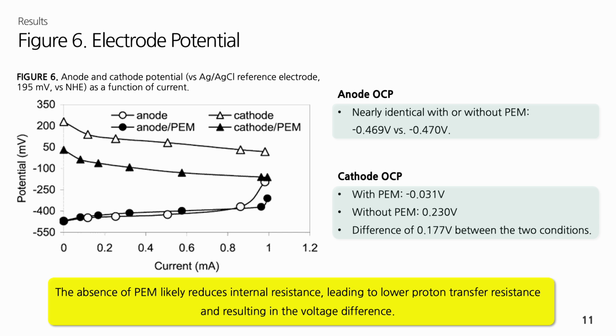2. Enhanced cathode performance. Without the PEM, oxygen freely reaches the cathode surface, greatly enhancing the oxygen reduction reaction. 3. Stability of anode potential. The anode potential is determined primarily by the electron transfer capability of the biofilm, which remained consistent regardless of the PEM. 4. Effect of reduced internal resistance. The removal of the PEM facilitated smoother electron flow, improving cathode potential and overall system efficiency.